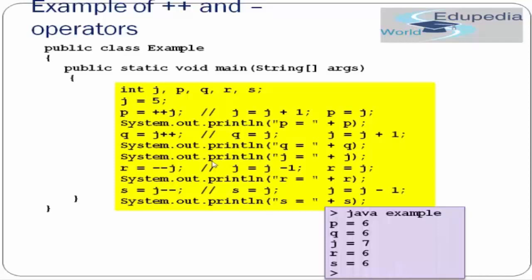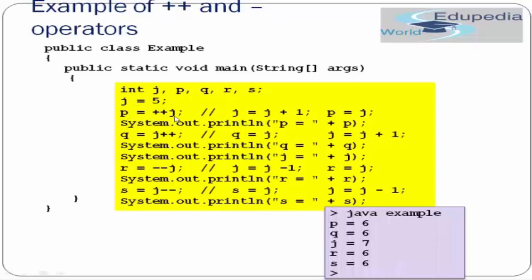In this example, we have created a class example, and then we have created a main method. Inside the main method, just concentrate on the yellow block, on the yellow region. In the yellow region, we have created 5 variables: J, P, Q, R, and S. In the first line, we are assigning the value 5 to the variable j. Then in the second line, we are doing p equals plus plus j.